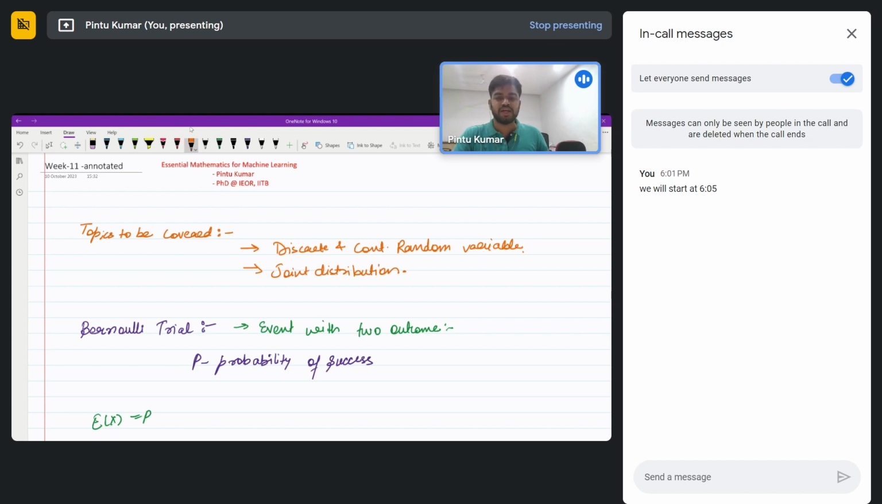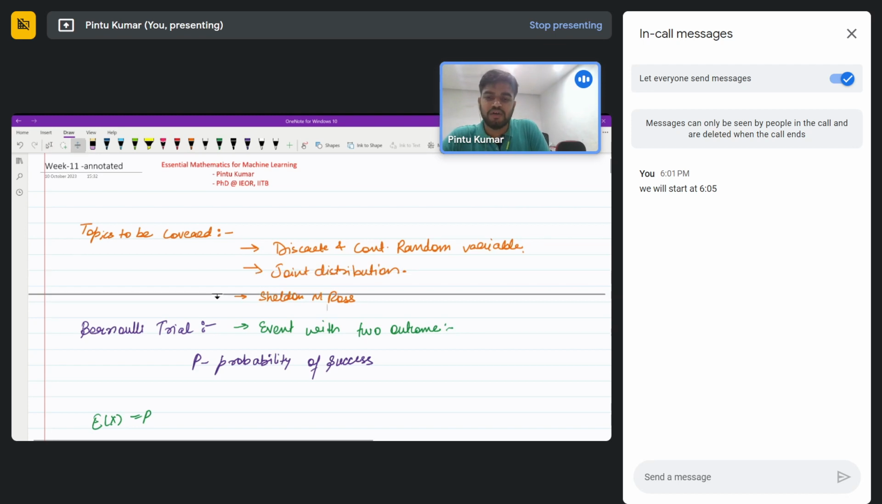One thing that I mentioned in the last class also, there is a book by Sheldon Ross, titled Introduction to Probability and Statistics for Engineers and Scientists. This is a pretty good book to solve a lot of examples and to clarify your topics. So if somebody is interested, he or she can refer to that book.